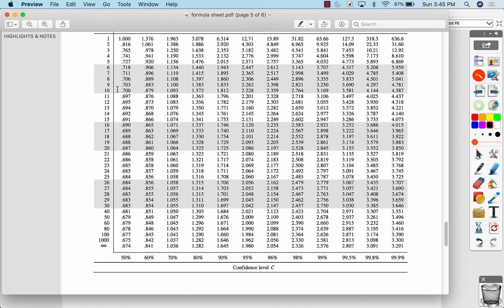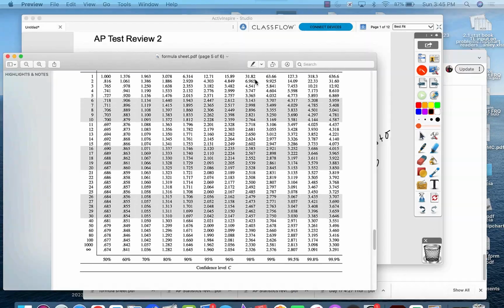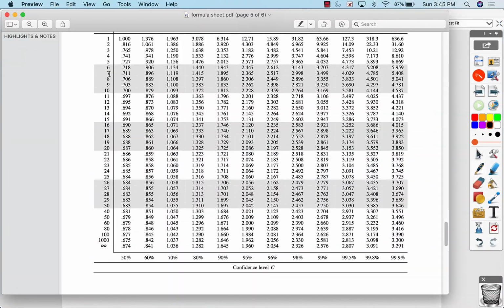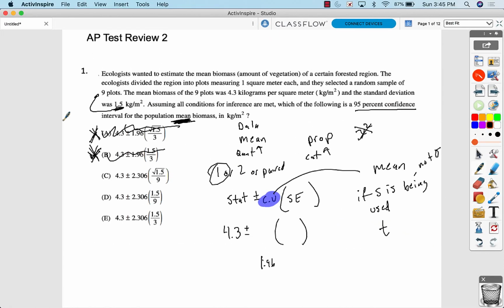Okay, so there was 9 plots, so I'm going to go to 8, and I believe they said 95%. Let me just double check. 95%. So I'm going over to 8 for the DF. 95, 2.306. Okay, so now, I guess we know it's not that, so it has to be either that or that. Okay, so this is going to be 2.306.